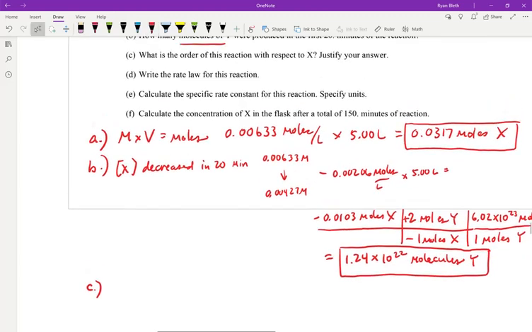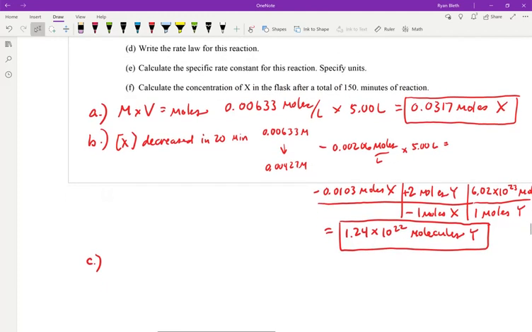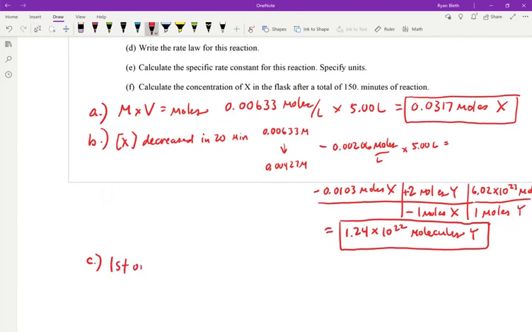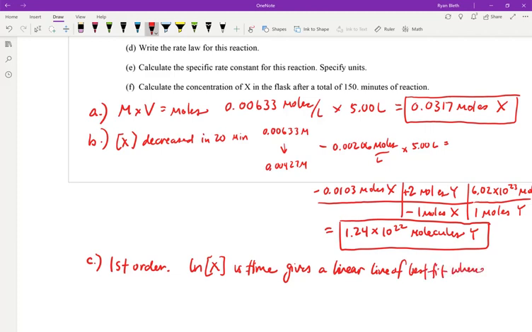So for C, what's the order of the reaction with respect to x? We already sort of said that this is first order with respect to x. And it's because the natural log of x versus time gives us our best linear fit. Gives a linear line of best fit when graphed.